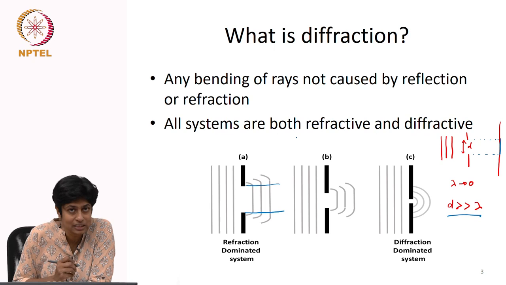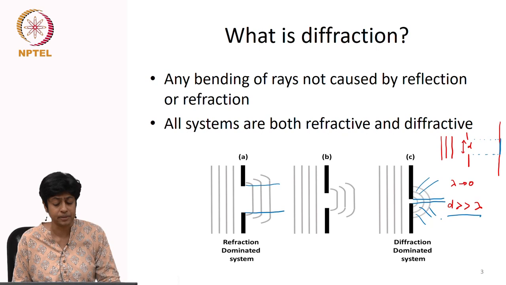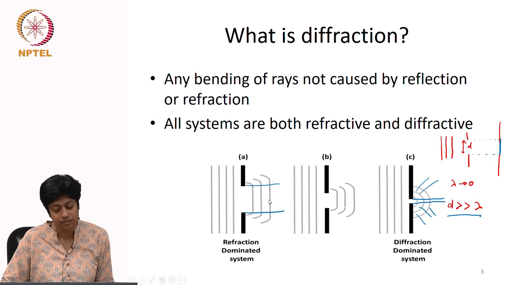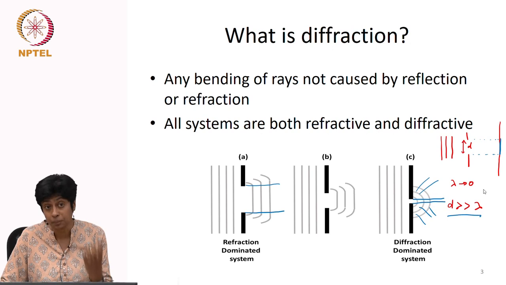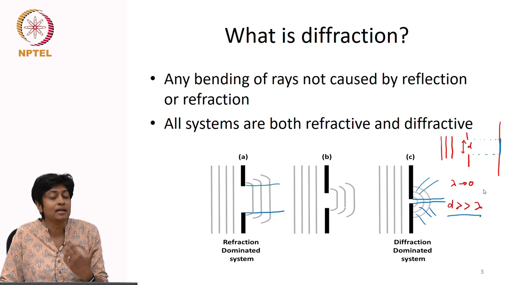There's a little spread beyond, but you can see over here where the aperture has become very small, most of the light is in the region beyond. Now, why does this happen? One thing to note is there is light traveling in this region. So there is always some light that is obeying geometric optics. In other words, I can say my systems are always both refractive as well as diffractive. It just can be under certain circumstances, one of these phenomena will dominate.